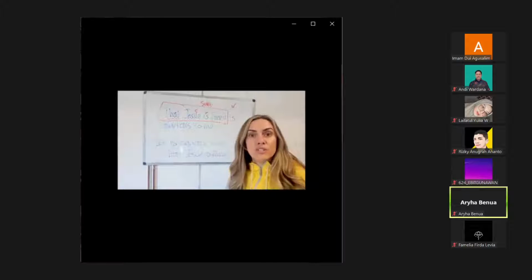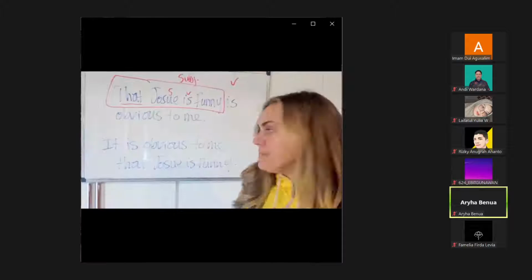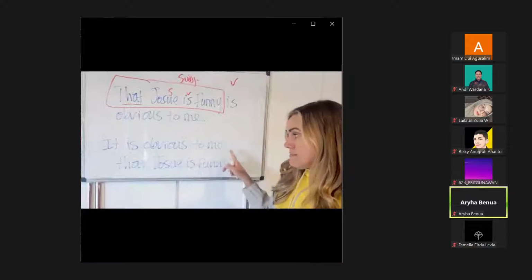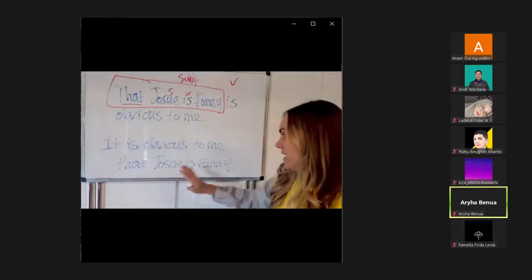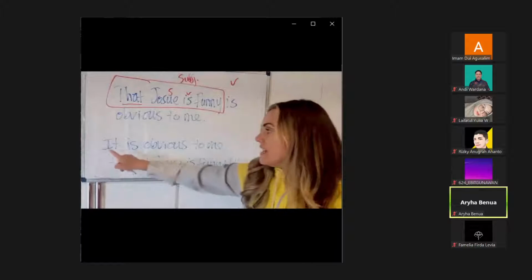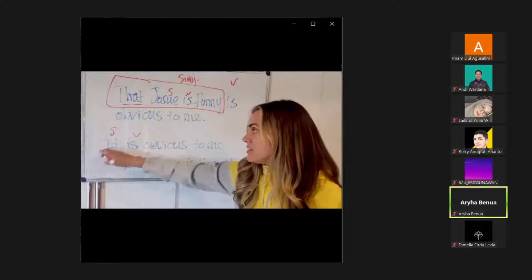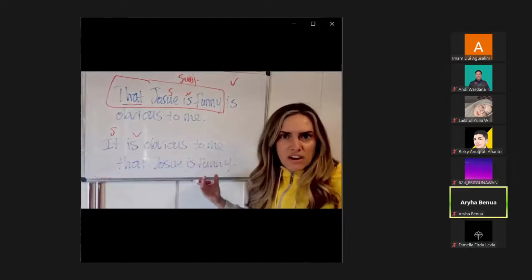Now here we can see the noun clauses being used at the end after the verb. It is obvious to me that Josue is funny. Here's the subject, here's the verb. It's obvious to me.